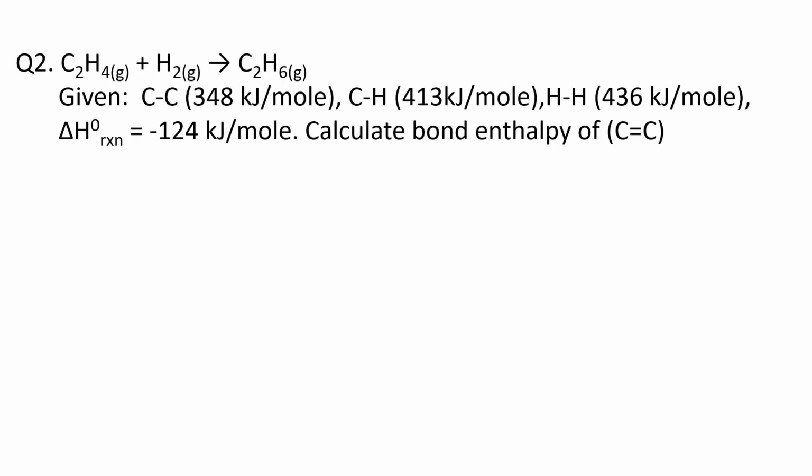Now, second problem. What is the problem? This is ethylene or ethene plus hydrogen. That means hydrogenation, and the product formed is ethane, a hydrogenation reaction. Given are the bond enthalpy of the carbon-carbon single bond, the bond enthalpy of the carbon-hydrogen bond, the bond enthalpy of the hydrogen-hydrogen bond, and the enthalpy of the reaction. And what you have to calculate is the bond enthalpy of the carbon-carbon double bond.